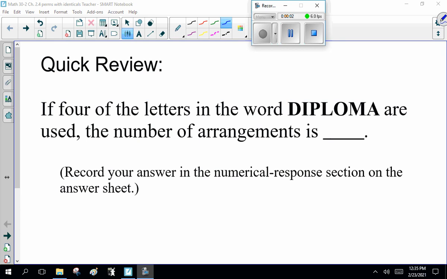Hello, ladies and gentlemen. Welcome to Math 30-2, Chapter 2, Section 4, Permutations when objects are identical. Now, before we go on and do that, quick review for you guys.